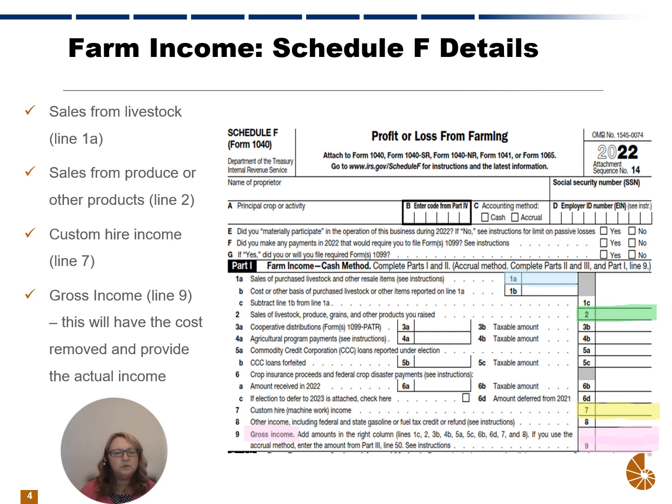Line 2 here in green will show the sales from produce or other products. Line 7, highlighted in yellow, will show custom hire income. And line 9 here in the pink will give a gross income. So this is the cost removed and will provide a really good indication of the actual income that they experienced for whatever tax year that is.